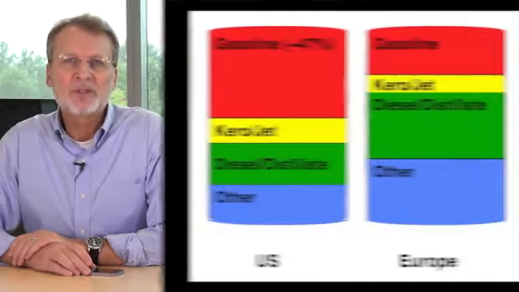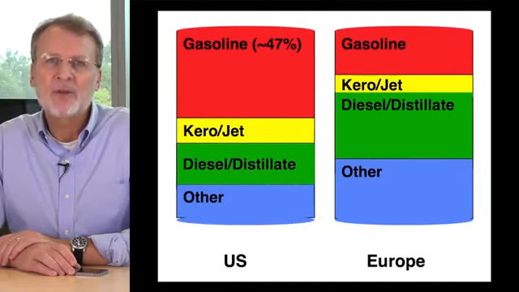A major goal in oil refining is to optimize the mix of petroleum products output from a refinery so that profit is maximized. For example, in the U.S., gasoline is in greater demand and thus is more valuable as a transportation fuel than diesel. But in Europe, diesel is the more valuable transportation fuel.